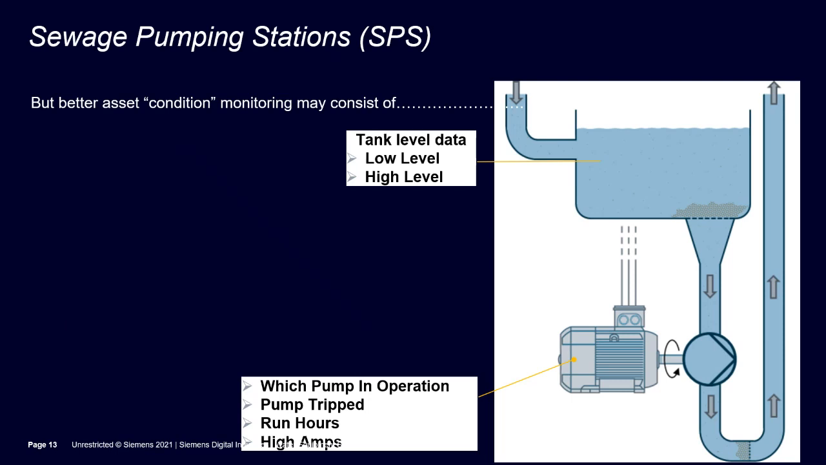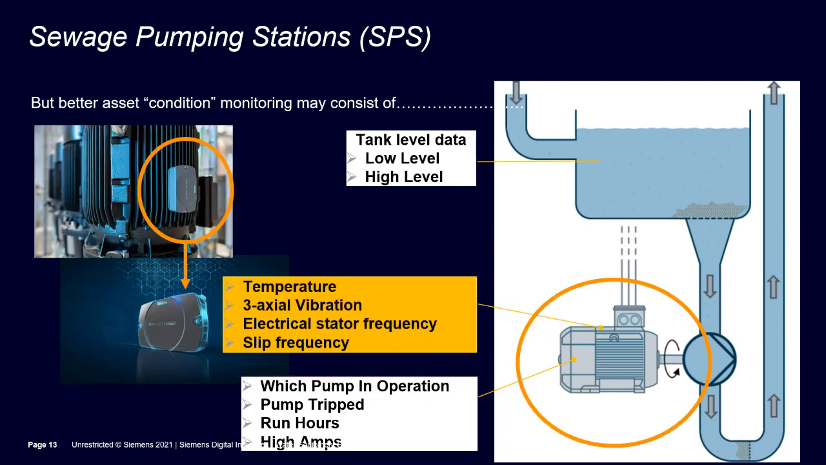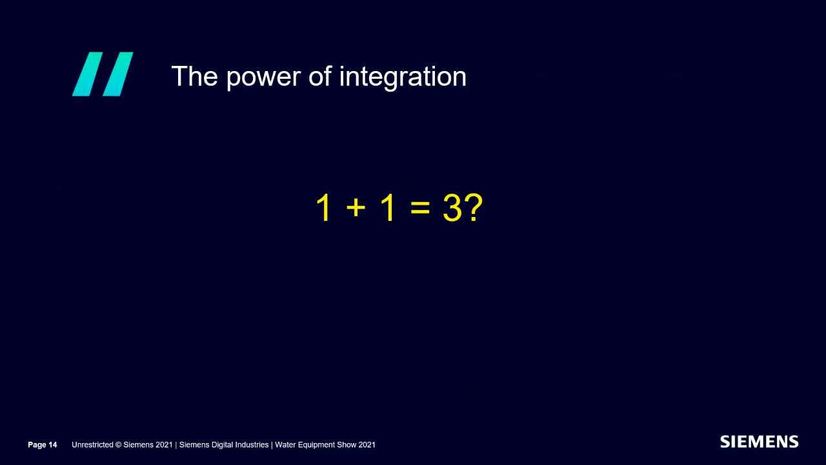Again, we take the level and pump data as before. This time we enrich it with some simple IoT to look, for example, at motor performance. In this instance, we're taking 3 axes of vibration, some electrical stator frequency data, and slip frequency. So, the power of integration. How does 1 + 1 = 3? How did I arrive at this very odd answer?